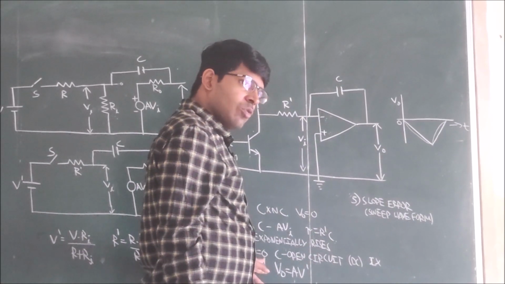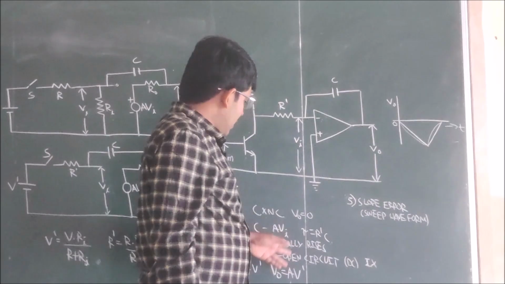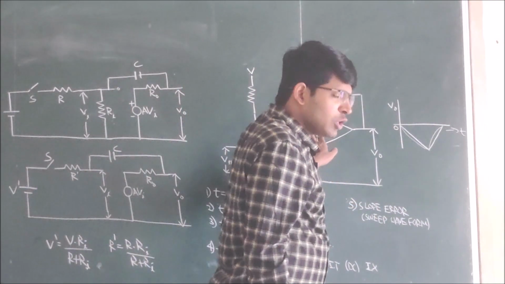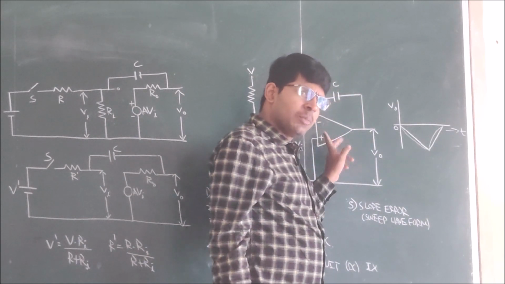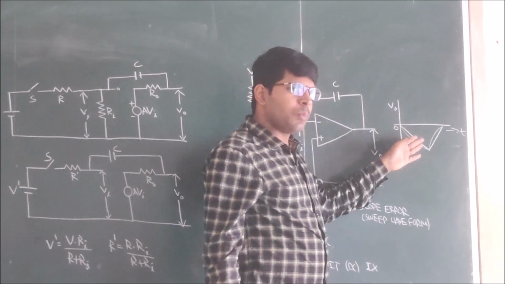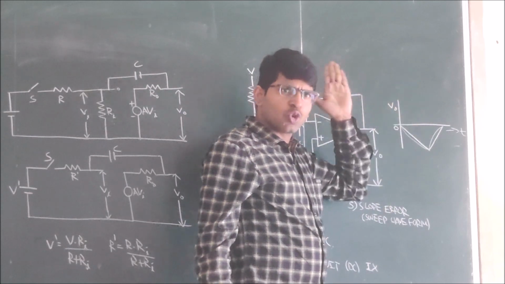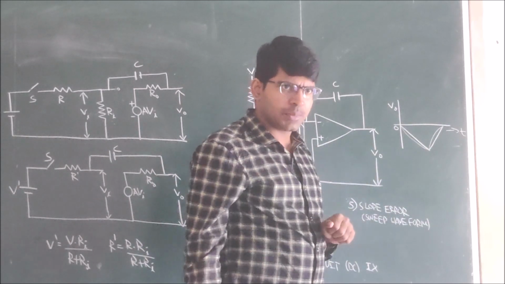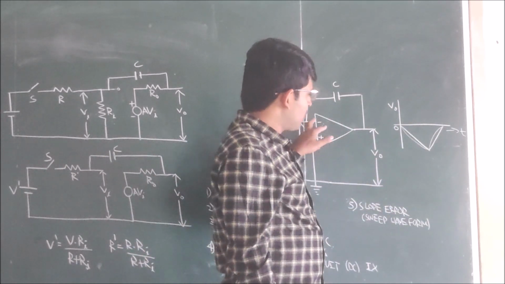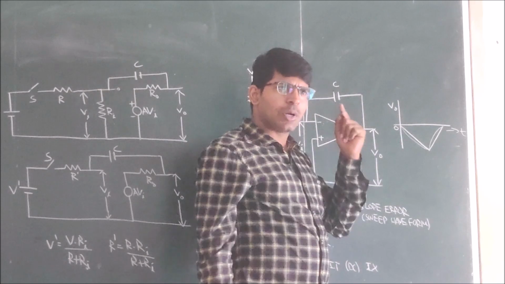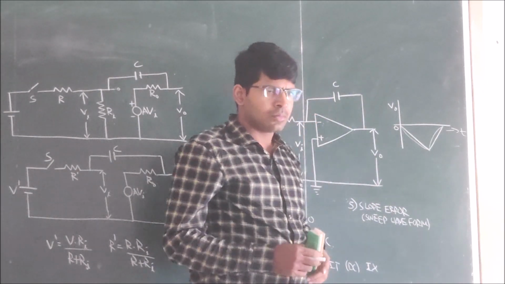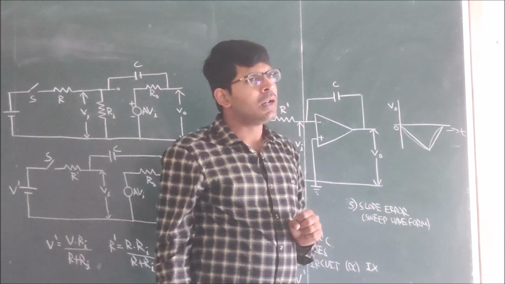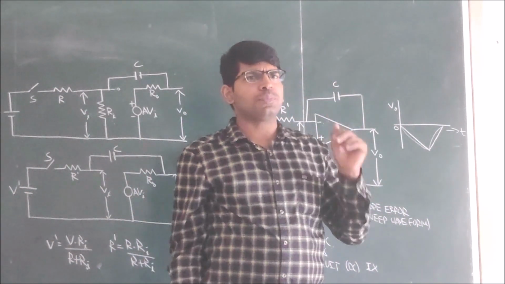Then if Vi is equal to V dash, then V naught is equal to AV dash. Because we are using the op amp in the inverting mode, this time the sweep will be observed in the fourth quadrant or in the negative side, negative voltage. Because we are connecting the input to the inverting terminal of the operational amplifier. This is how we are successful in generating the linear sweep by using the Miller sweep circuit.